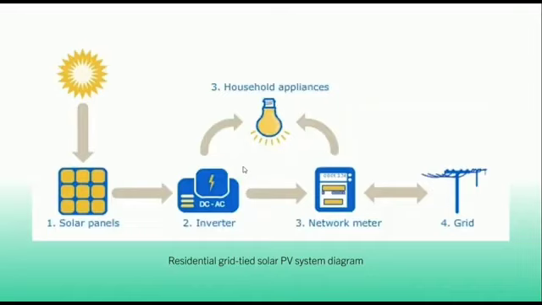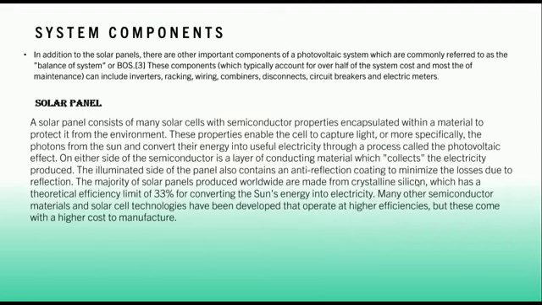And this is the diagram of a household appliances residential grid-tied solar PV system. These are the solar panels, this is a DC-AC inverter, this is a network meter, and this is the grid. Let us see the photovoltaic system components.